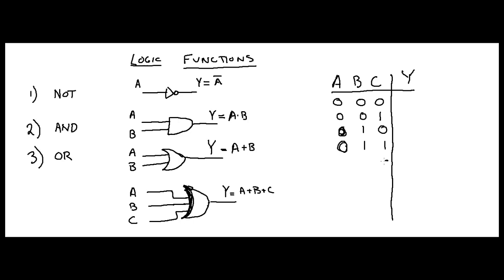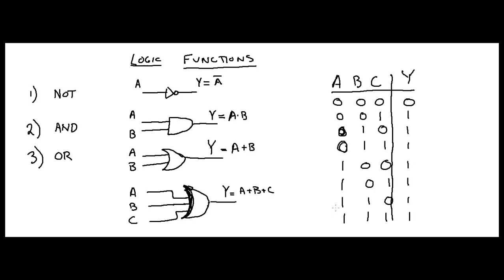Now, what comes after this? 1, 0, 0, 1, 0, 1, 1, 1, 0, and then 1, 1, 1. Okay? So the output is going to be 0, 1, 1, 1, 1, 1, 1, 1. Remember, for an OR gate, it's either A or B, or in this case, or C. One of them has to be a 1 for the output to be a 1. And that's pretty much what we drew here. All right?